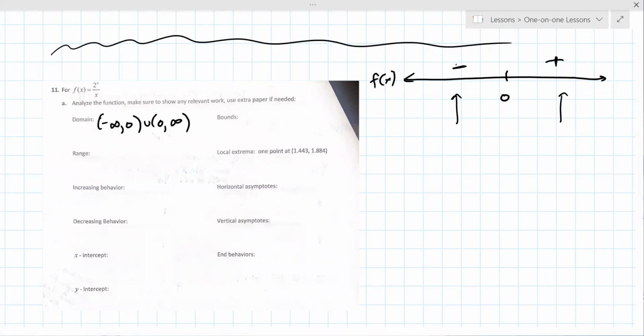Well, here's what we know. We know the function is defined everywhere but 0. So what we can do is test a point smaller than 0 and bigger than 0 to know whether it's positive or negative. This one is positive, but you'll find that this one's negative. So the graph switches signs there in terms of above or below the x-axis. Here it's above the x-axis, and here it's below the x-axis.